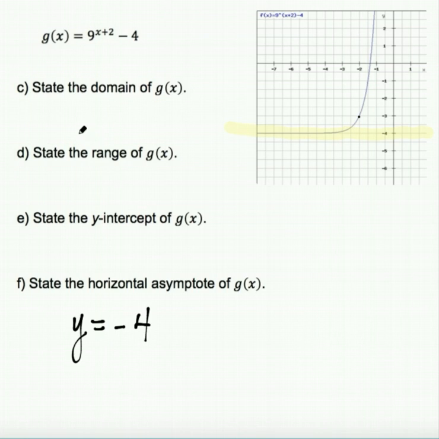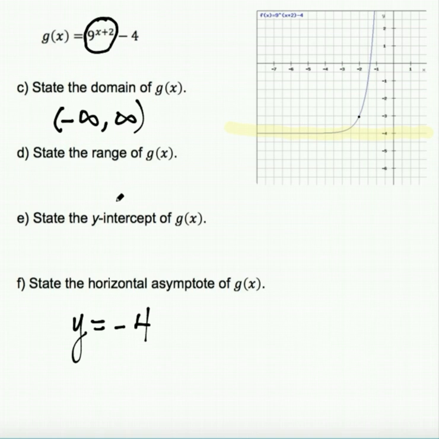Okay? Domain. Remember, domain is the x values. When you look, this graph goes forever to the left and forever to the right, and we have no restrictions right here. There aren't any restrictions as to what we can plug in for x. So my domain is still negative infinity to infinity.